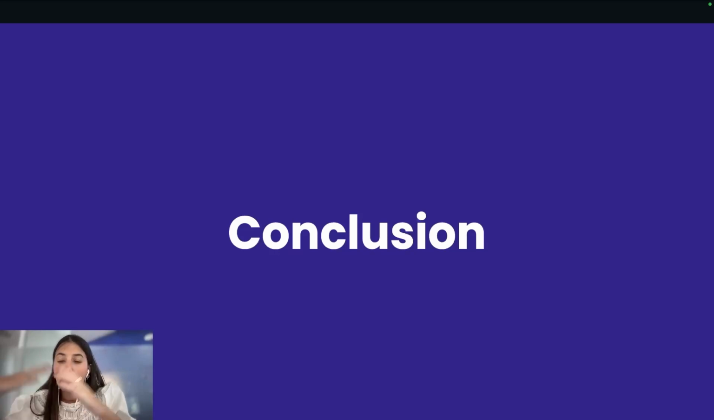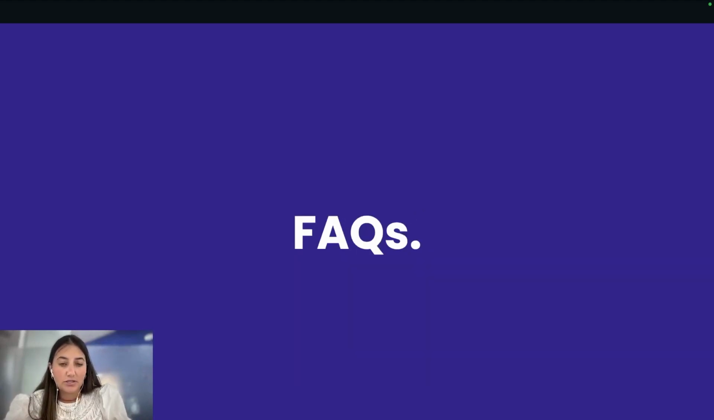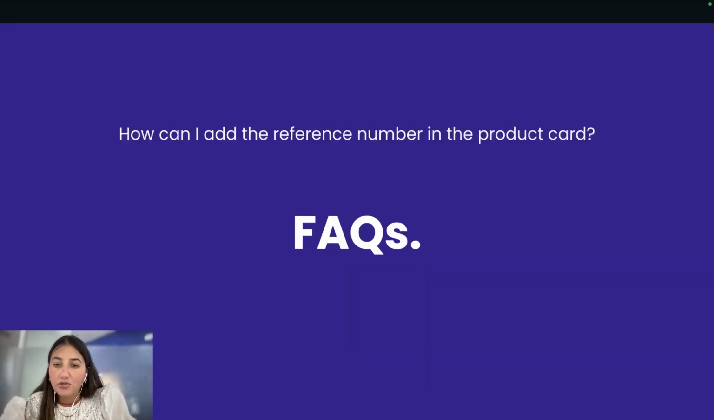So, if you have any questions or you would like to go more in depth, we also have our support page where you can access the layer settings version and you can see all the information that we went over. And also my colleague here has been writing some of the questions that you have been asking. So we will go into this now, okay? Frequently asked questions. The first question: how can I add the reference number in the product card? This is a very popular question that we have between our clients.